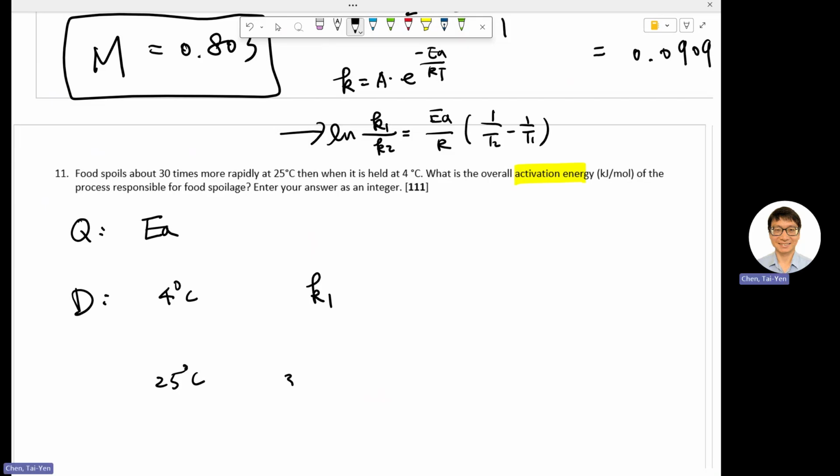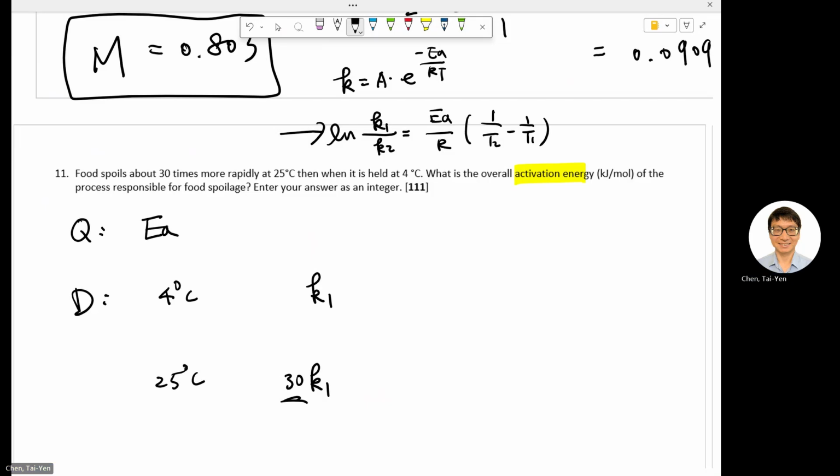Yes, 30 times K1, right? Can you translate that? There's also something that's not very clear. If you just read the questions, you may not necessarily need to write everything out. That's the reason we're talking about these things here. At different temperatures, one is a certain number of times faster. You can just assume the slow one as K1, then your K2 will be that much times faster. Just put the coefficient in front of K1.